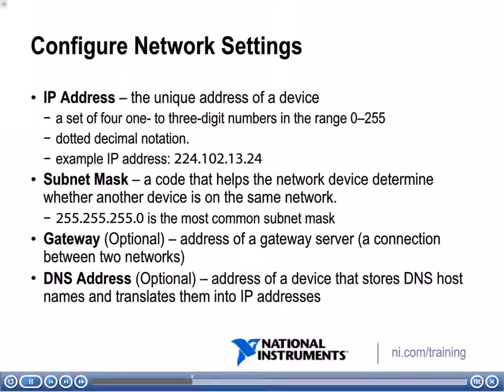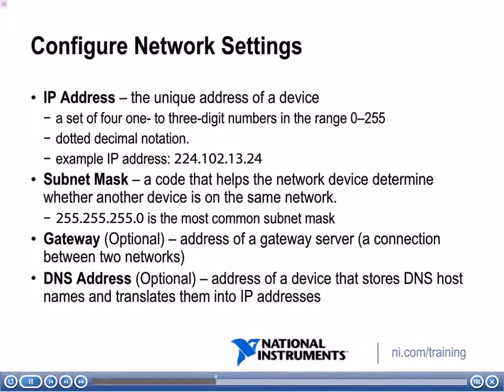The next thing we'll talk about is a subnet mask. A subnet mask is a code that helps a network device determine whether another device is on the same network. Let's go through an example to explain this. One of the most common subnet masks is 255.255.255.0. If this is your subnet mask, then for two different IP addresses to be on the same subnet, the first three numbers need to match.